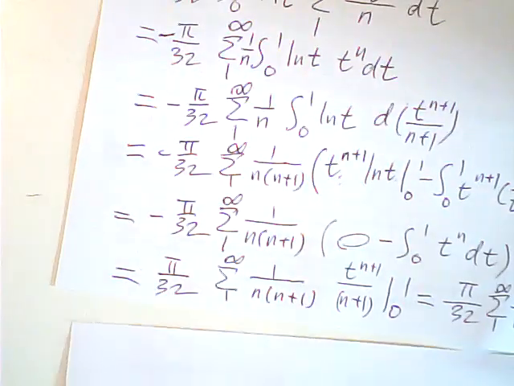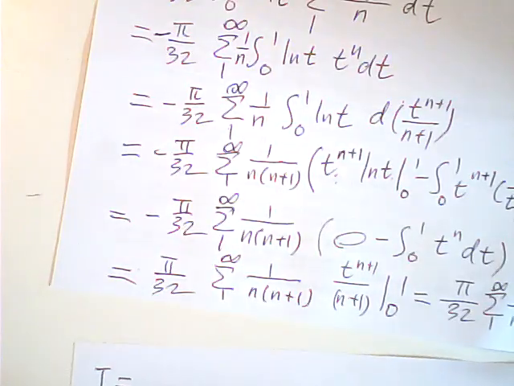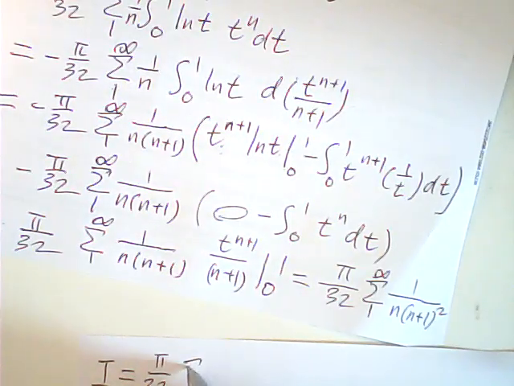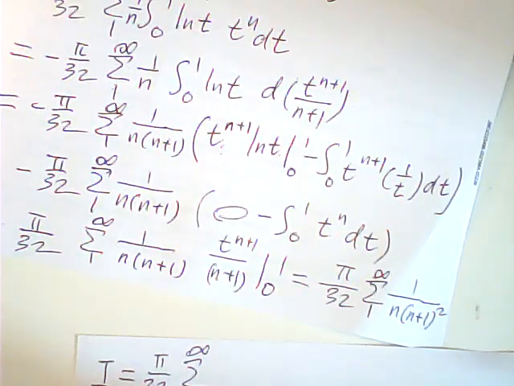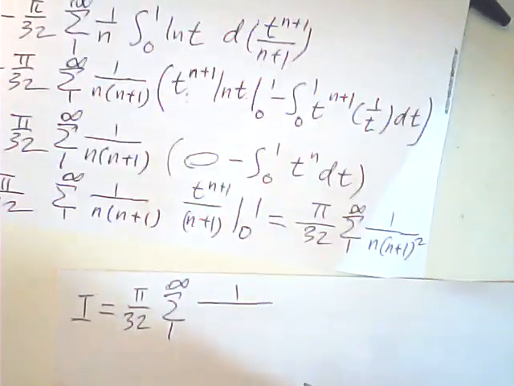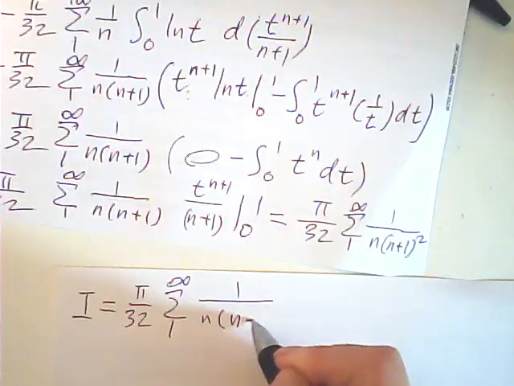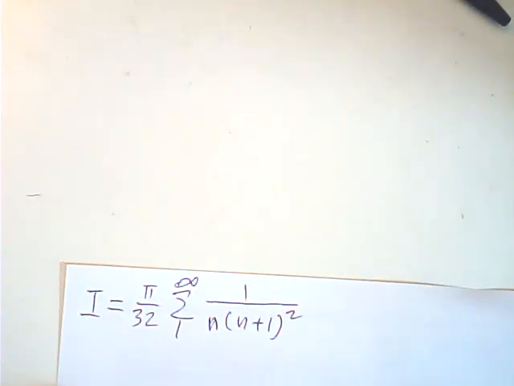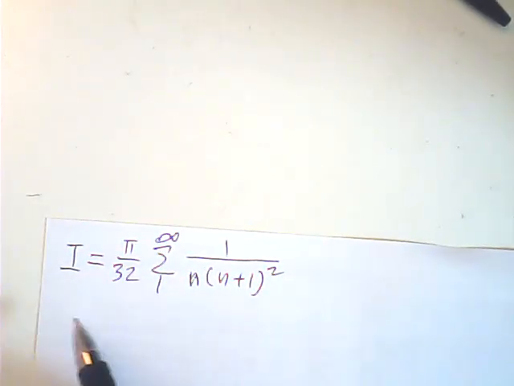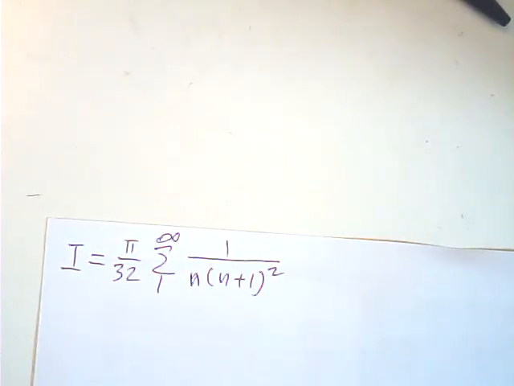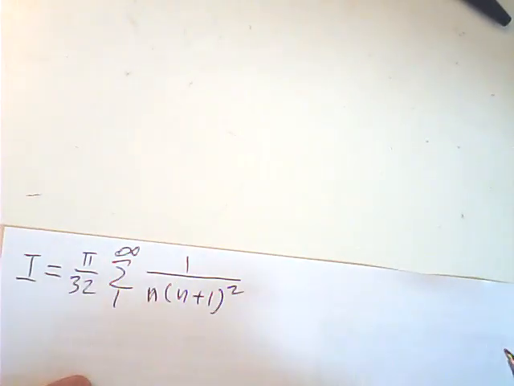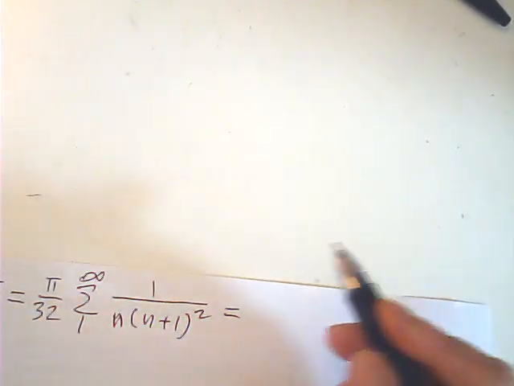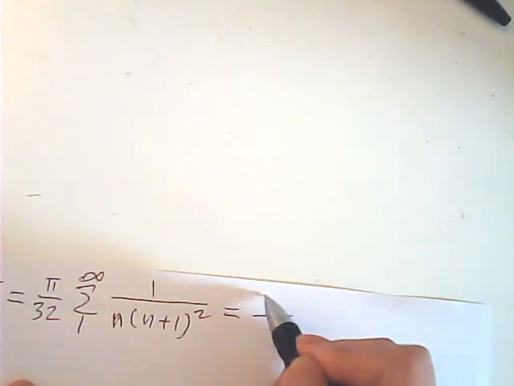So my I is equal to 1 over 32 sigma 1 to infinity of 1 over n times n plus 1 squared. Very good. Okay, this is our integral. Now, how to continue? Okay, well, continue here by using no more integration, but rather the series.